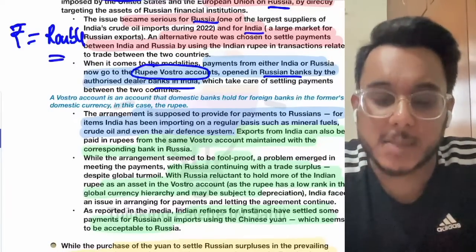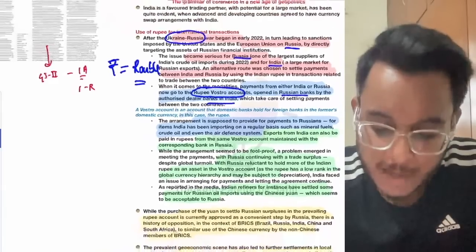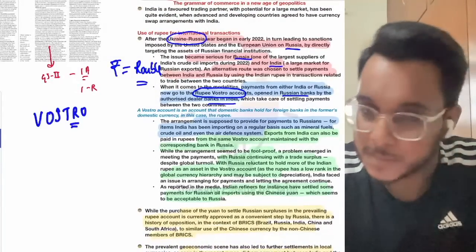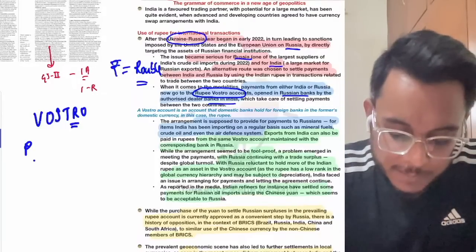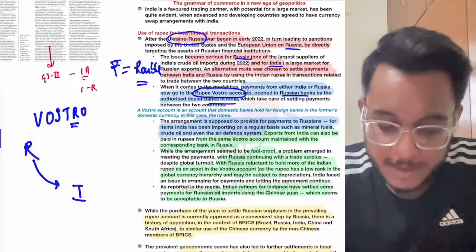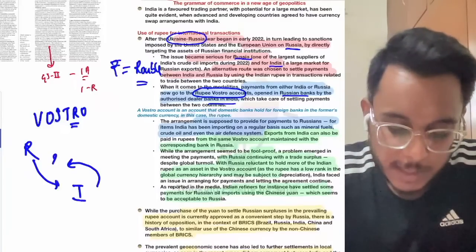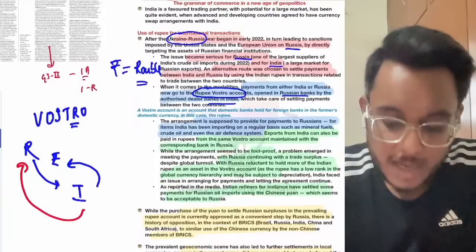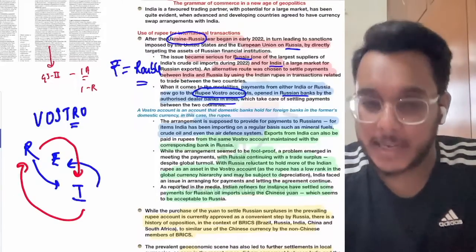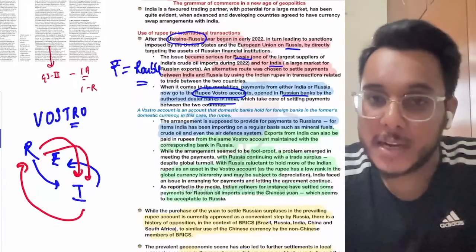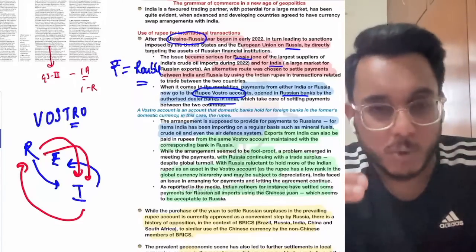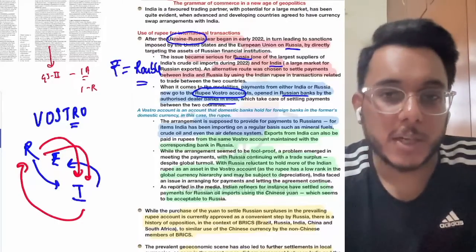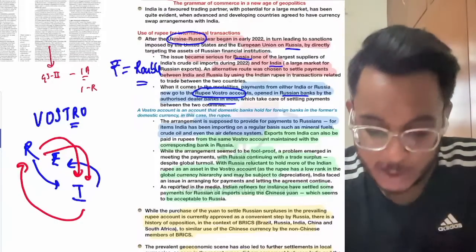Let me give you a very simplified explanation of this rupee-ruble arrangement. Specialized Vostro bank accounts will be opened. Now, Russia is exporting oil to India. India will pay in terms of rupee. And when India exports wheat to Russia, Russia can pay back in the same rupee to India. And even Russia can pay India in the form of ruble. We will use the same ruble when we are importing anything from Russia. So rather than using the dollar, rupee and ruble will be used.